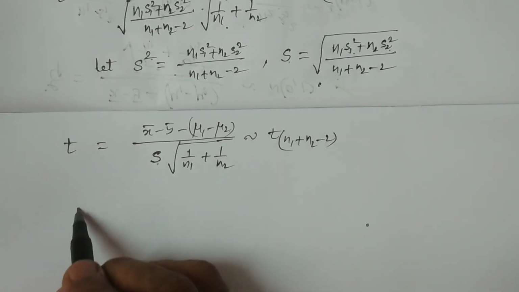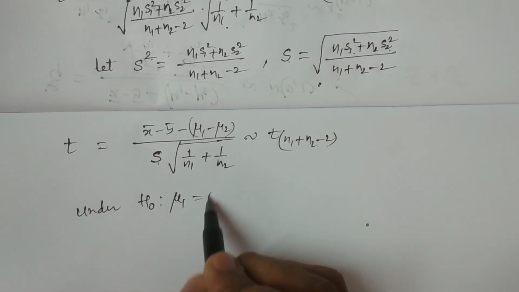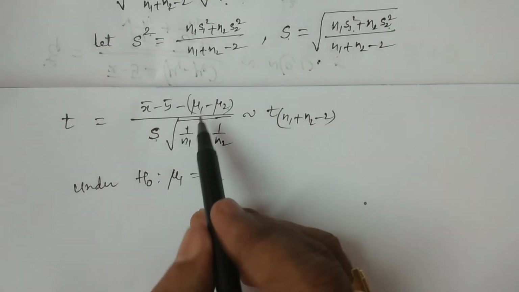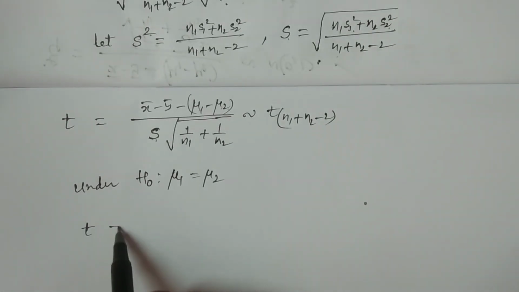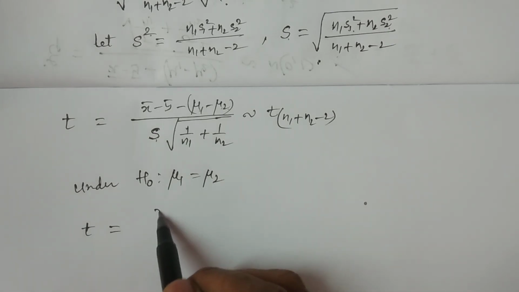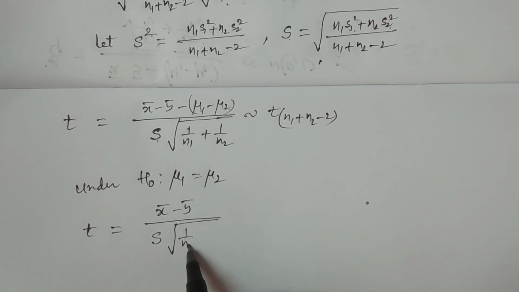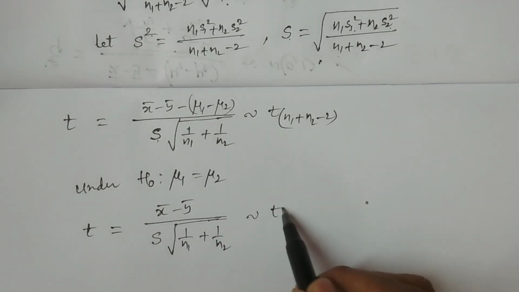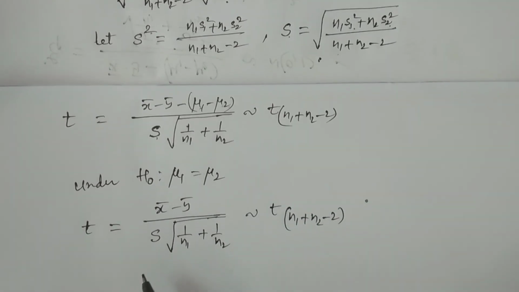Now the test statistic under H naught. What is H naught? Mu1 is equal to mu2. If mu1 is equal to mu2, then mu1 minus mu2 is 0. Therefore, the test statistic under H naught becomes x bar minus y bar divided by S into the square root of 1 by n1 plus 1 by n2. This is the required formula of the test statistic under H naught. Is it clear?